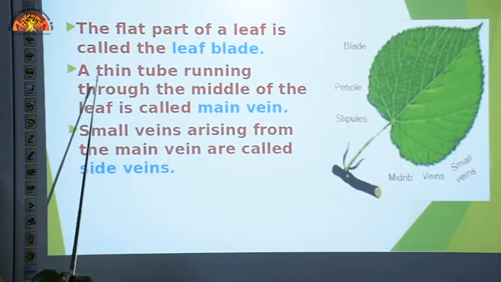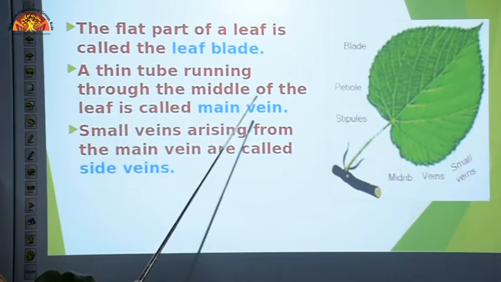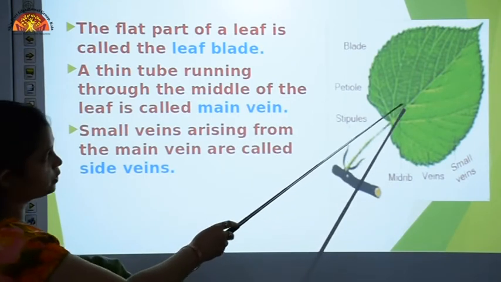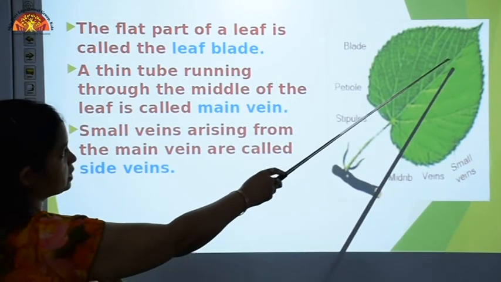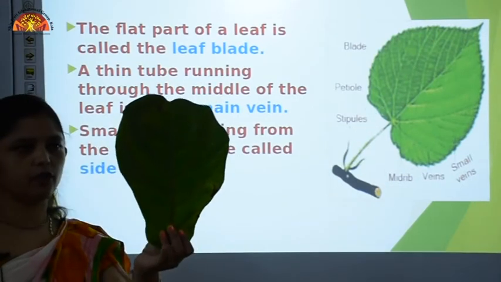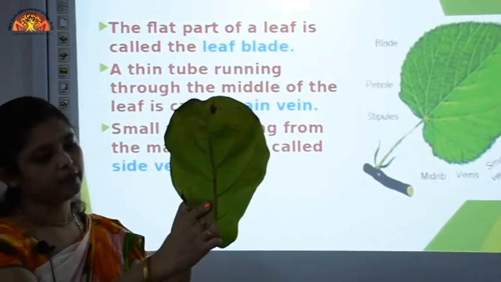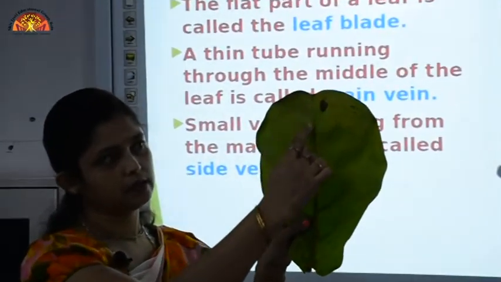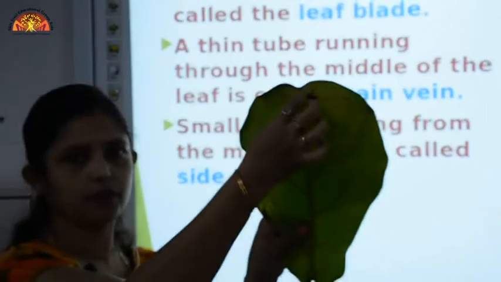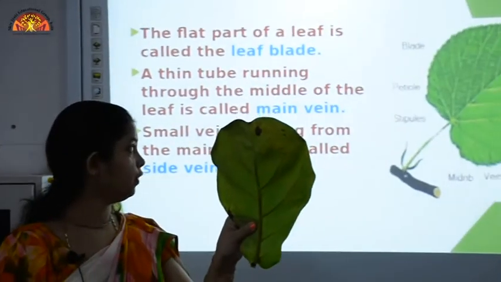Then a thin tube running through the middle of the leaf is called the main vein. You can see in the diagram, this thin tube which is running in the middle of the leaf is the main vein. Now you can see in this leaf also, when I turn it down, that this part is the main vein. It is a tube which is running through the center of the leaf. So this is the main vein.